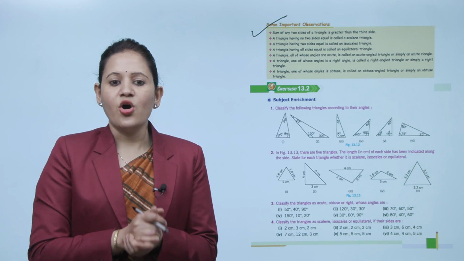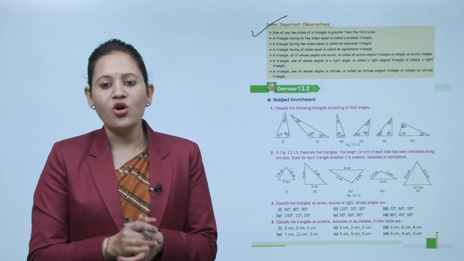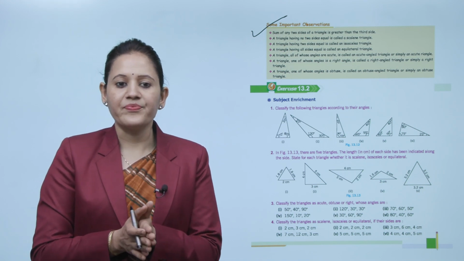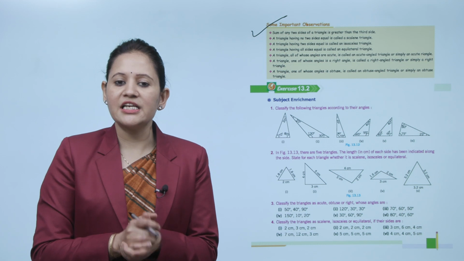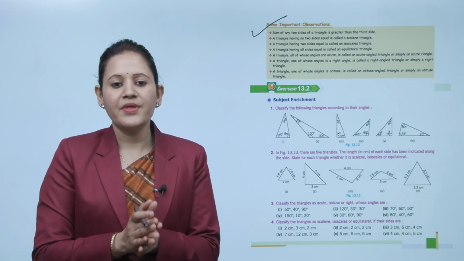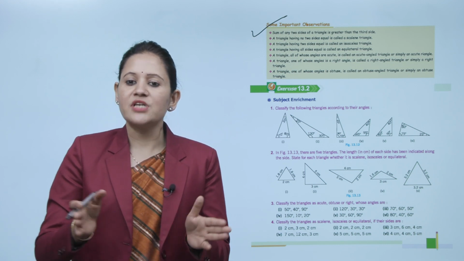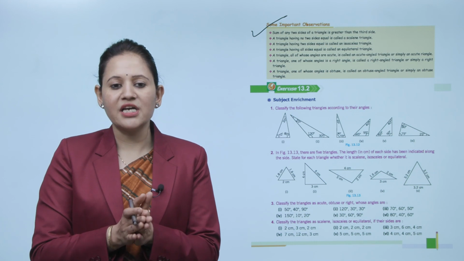The triangle, all of whose angles are acute, is called an acute angle triangle, or simply an acute triangle. A triangle, one of whose angles is a right angle, is called a right angle triangle, or simply a right triangle. The triangle, one of whose angles is obtuse, is called an obtuse angle triangle, or simply an obtuse triangle.